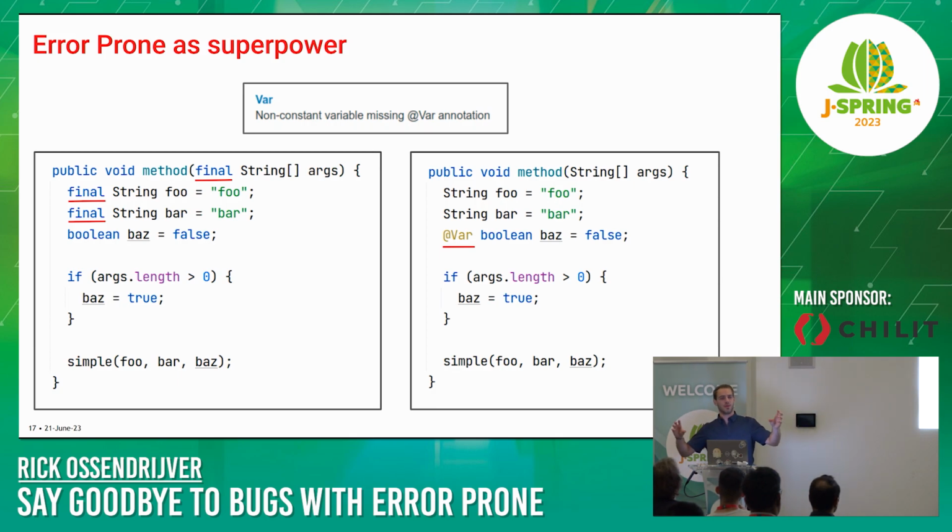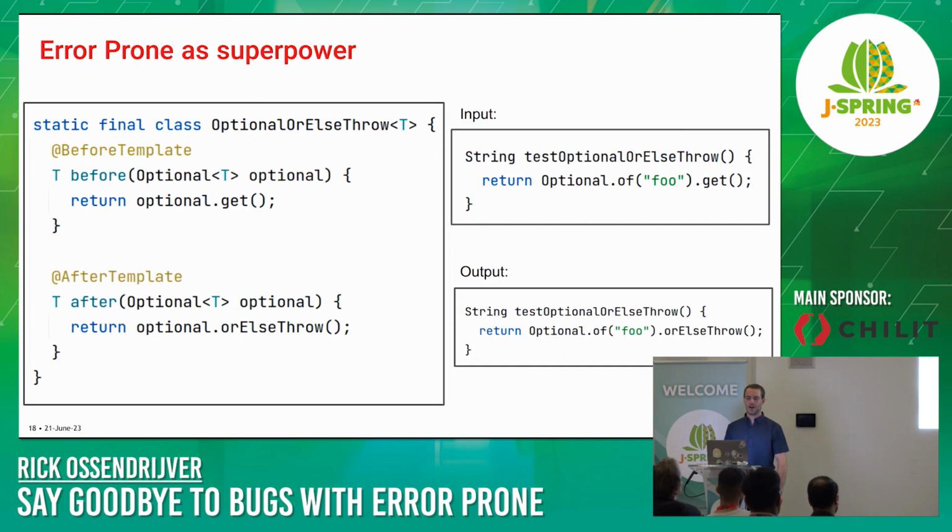Yeah, and that's one of the really powerful checks, where it allows you to completely flip the default of your code base. And error-prone will make sure that you can't make errors, because it will analyze your code and say, hey, you're changing something here, you should add the @var keyword. So there are no errors possible in that regard.